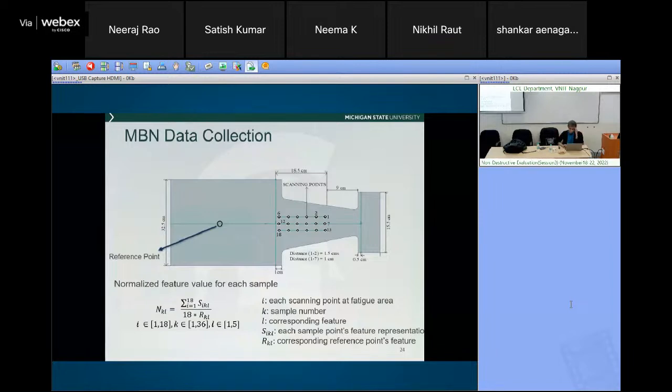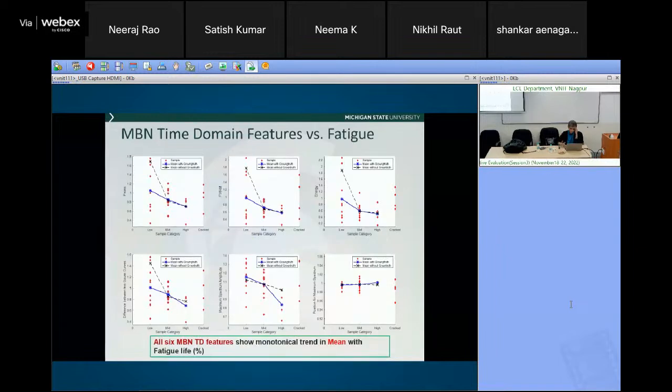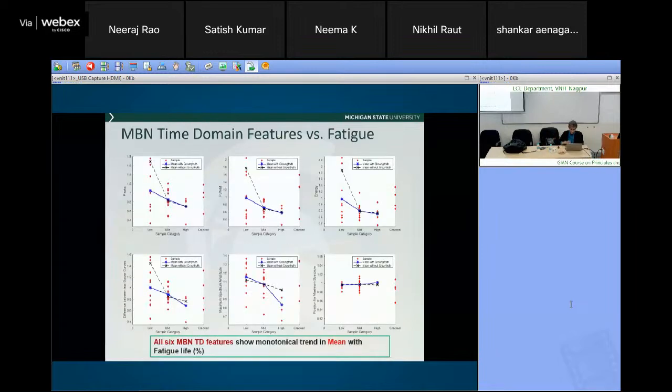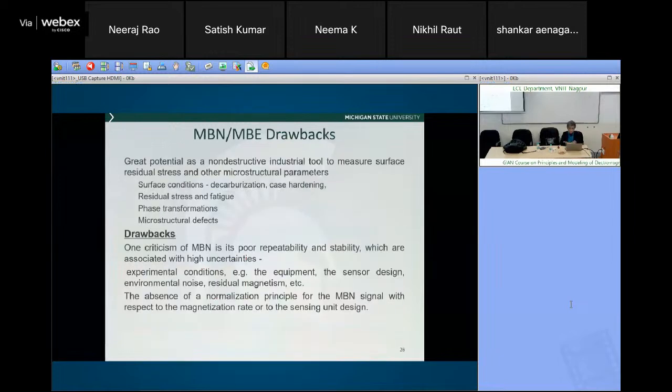So there are some final features. There is some trend that we see, but the variation in each is pretty large. And so we have left it at that. Maybe we said we have to look at other methods. So the next slide shows the drawbacks.